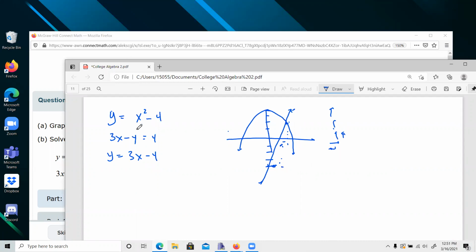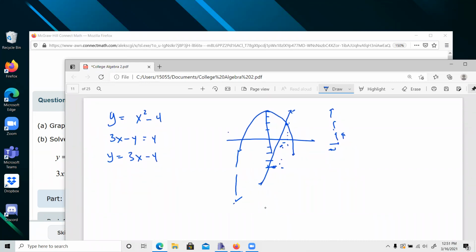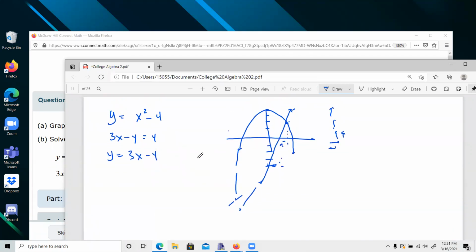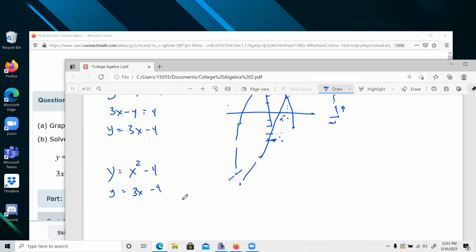All right. So I expect two solutions here, because this is going to come down, and somewhere down here they'll intersect. So let's see here. We've got y is equal to x squared minus 4, and in here we have y is equal to 3x minus 4. So why don't we say that y is equal to y, and we could do something like x squared minus 4 is equal to 3x minus 4.